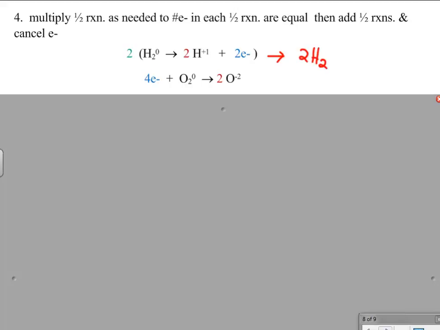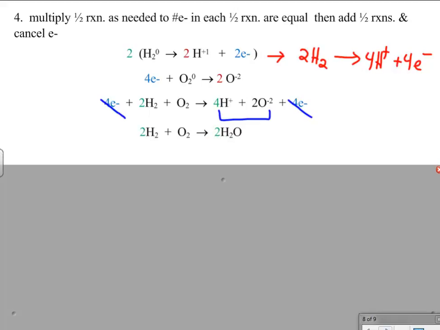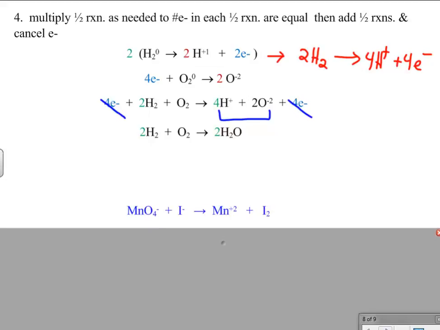So for the first half reaction, we get 2 H2 gives us 4 hydrogen ions plus 4 electrons. That we can add to our second half reaction where we have 4 electrons on the left, and now our electrons will cancel, which is what we want to have happen. We'll combine the hydrogen ion and the oxide ions on the right to form our water, and there is our balanced equation. Redox is a little bit of an overkill for this reaction, but it's a good starter.